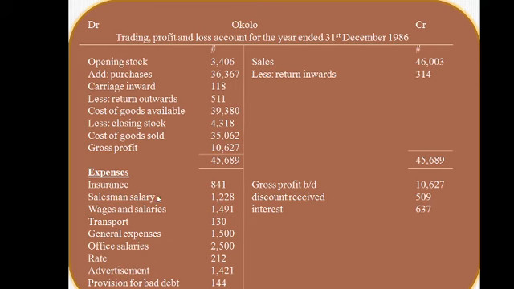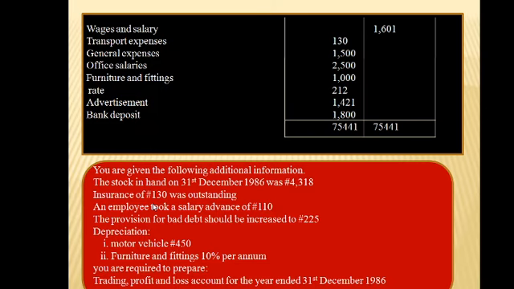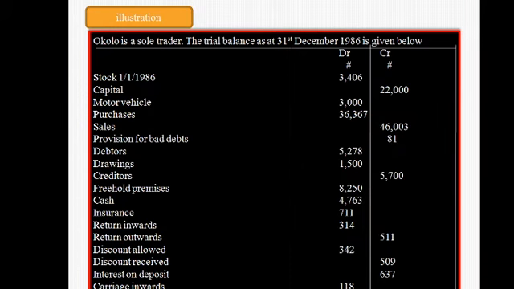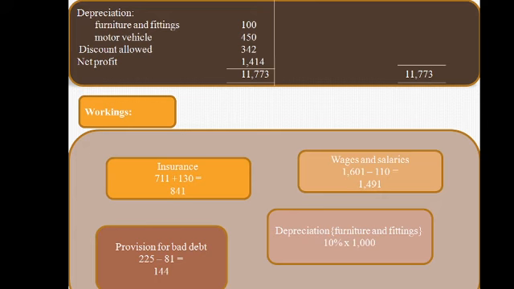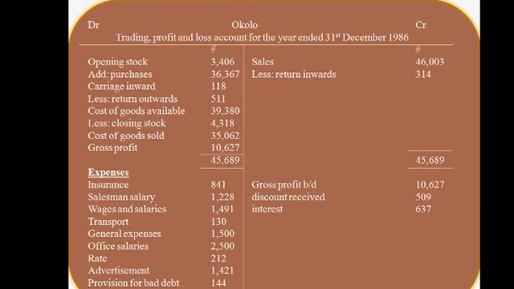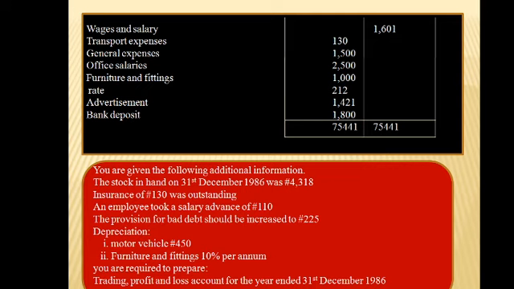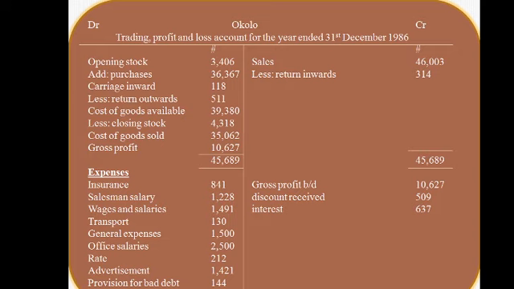Now our insurance, I want us to go back to our insurance. What did the question say about insurance? In the question, the insurance they gave to us was 711 naira. Then how come I'm having 841 naira? Let's go to the additional information. It will help us to understand. The additional information said insurance of 130 was outstanding. So what I did was I added up the insurance and the outstanding, and it gave me the figure that you're seeing here, 841 naira. Salesman salary was given to us as 1,228 naira. Wages and salary.